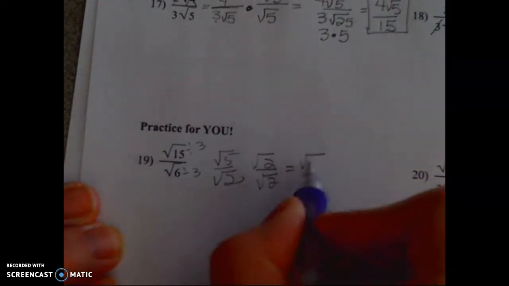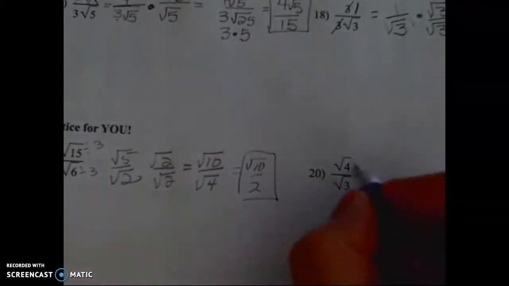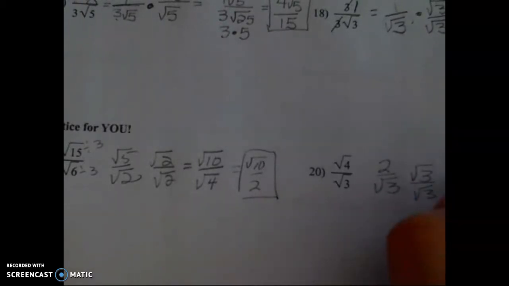You get the square root of 10 over the square root of 4. Hey, that's a perfect square. Ooh, there it is. There, look at number 20. Square root of 4 is 2. Rationalize the denominator. You get 2 root 3 over root 9, 2 root 3 over 3.